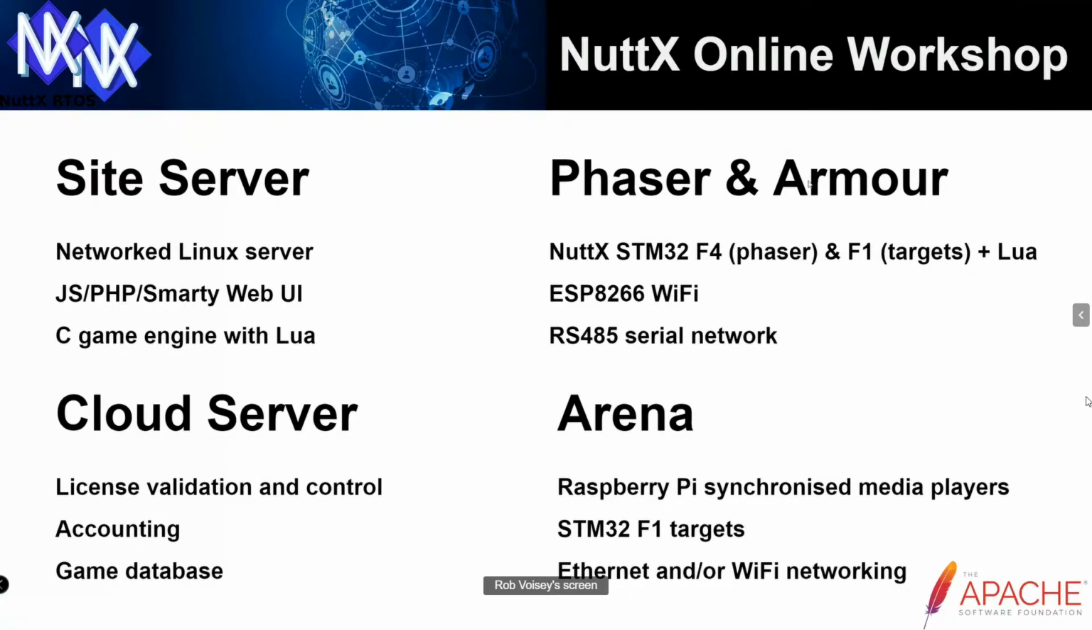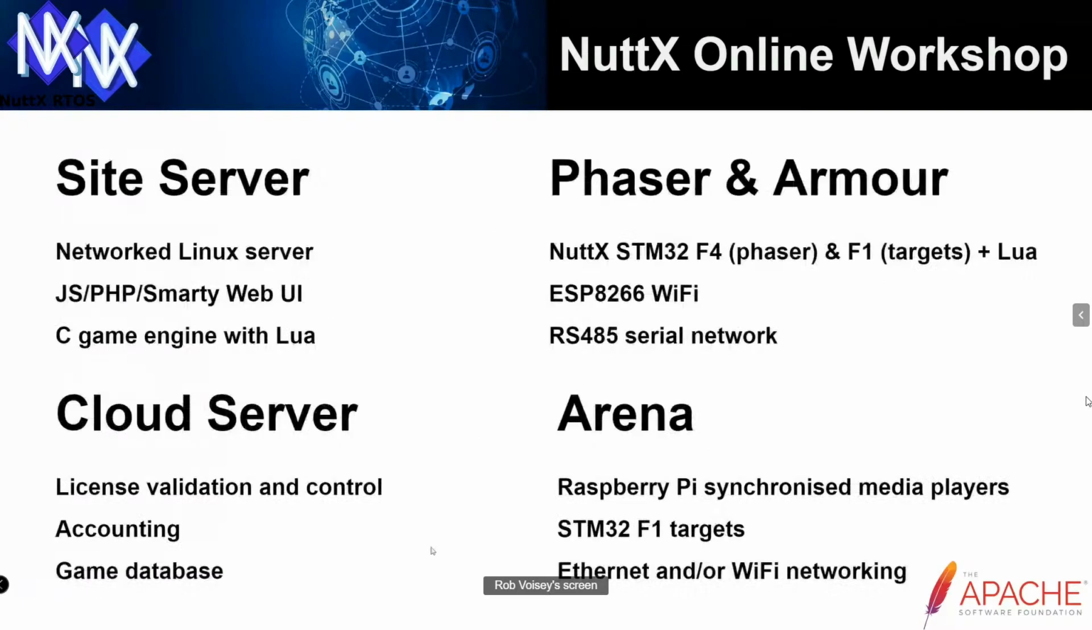Then the phaser and the armor, which is the main thing I'm going to concentrate on, they run on STM32. There's an F429 in the phaser and an F1 something, 103 maybe in the targets. The F4 is running Lua. The targets connect to the F4 over an RS485 network that runs through the pack. And there's an ESP8266 that provides the Wi-Fi. When we started this project, ESP32 was around, but the SDK was still a bit flaky. Now I would put it on ESP32 for sure.